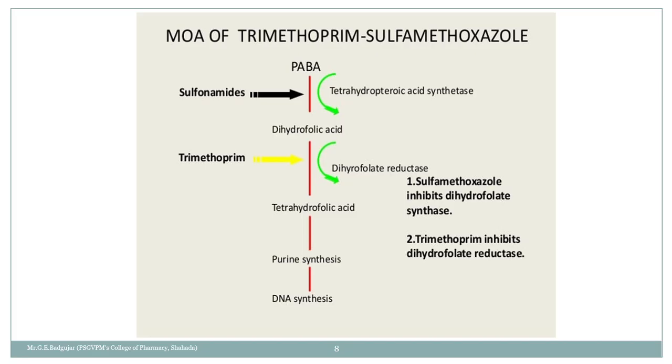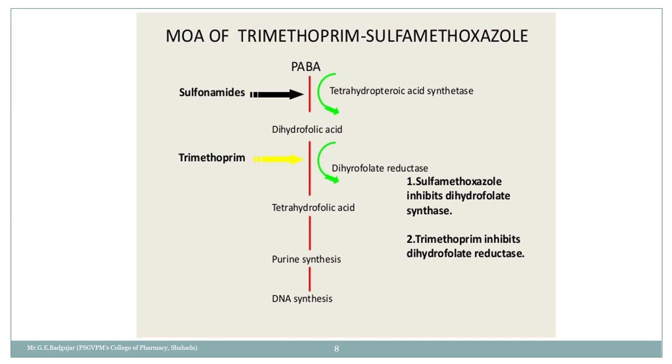As we have already discussed, many bacteria require para-aminobenzoic acid for the synthesis of tetrahydrofolic acid and folic acid, which is further required for the synthesis of purines and DNA synthesis. So PABA is converted into dihydrofolic acid with the help of the enzyme called synthetase. Then it is reduced to tetrahydrofolic acid with the help of the enzyme dihydrofolate reductase, and then it is converted into purine and then DNA. So both these drugs act on this pathway.